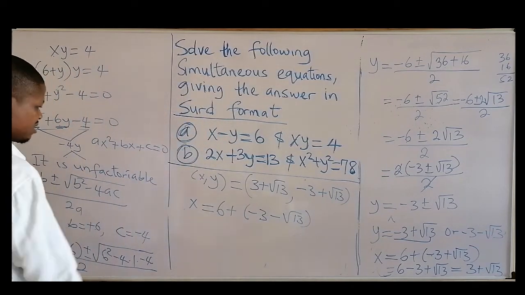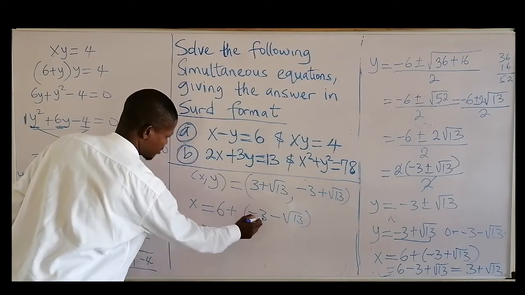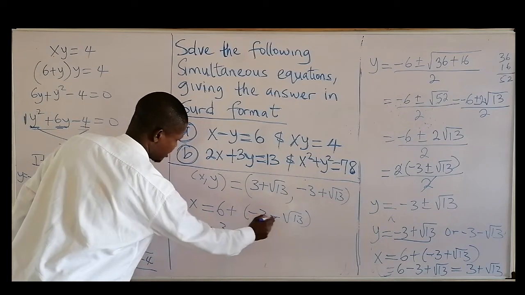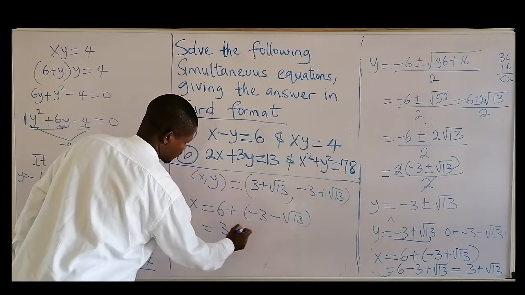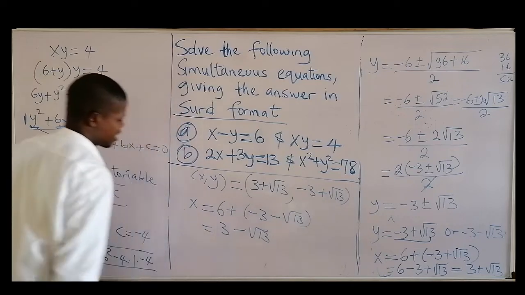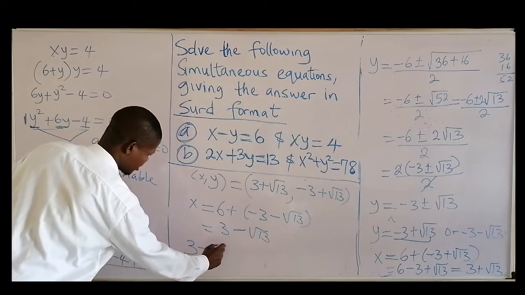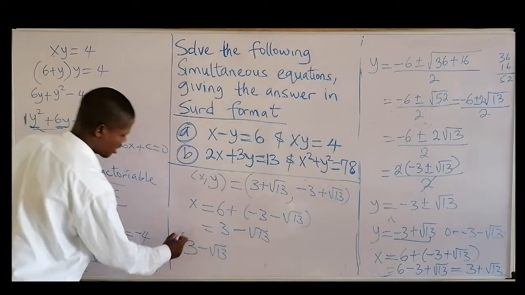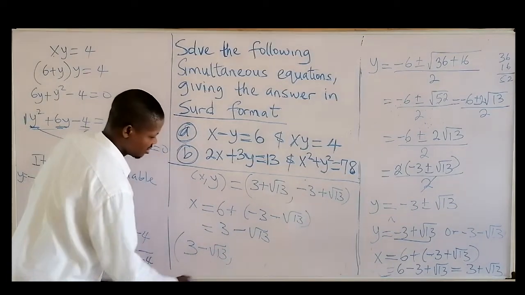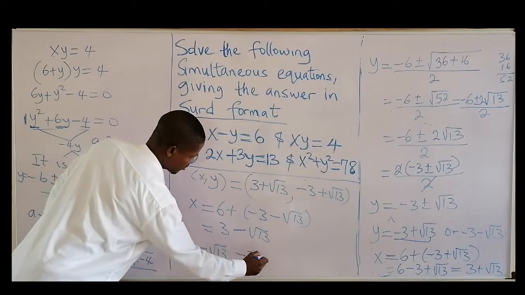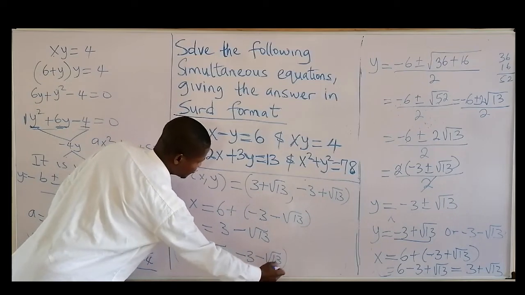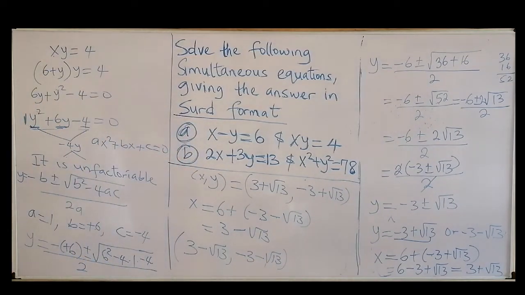Okay, so open the bracket. So that will give you 6 minus 3, that's a 3. And then minus 4 plus times minus root 13. So that's the answer. So the coordinates in that place will be 3 minus root 13, comma, the y value is what? Minus 3 minus root 13. So that is done. So that's that for the A part.